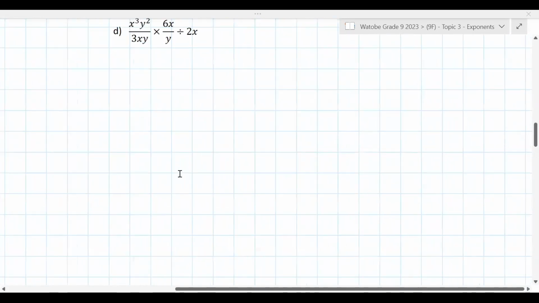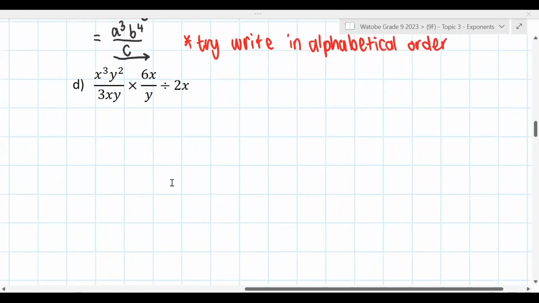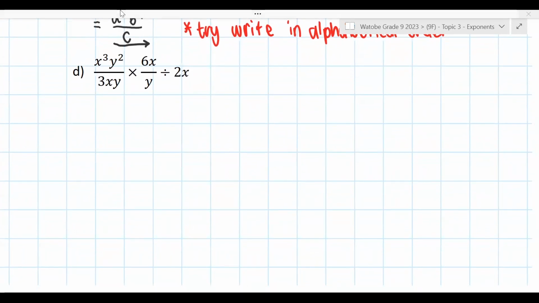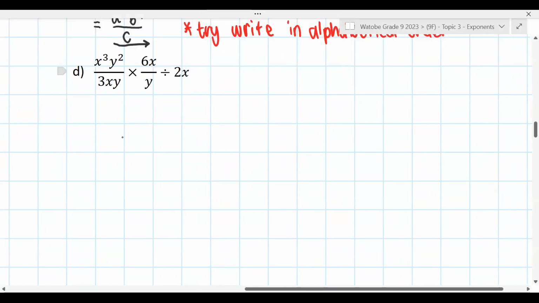Let's have a look then at question D. Okay, so we're going to do this nice and slowly. We're going to do it together so that everyone's on the same page. I've got my fraction of 3x cubed times y squared divided by 3xy times 6x over y divided by 2x. Okay, so again, my first question is, can I simplify each individual fraction? Now, just a reminder, this 2x can be written as 2x over 1. So we can make everything a fraction if we feel we want to. But let's first simplify each individual fraction.